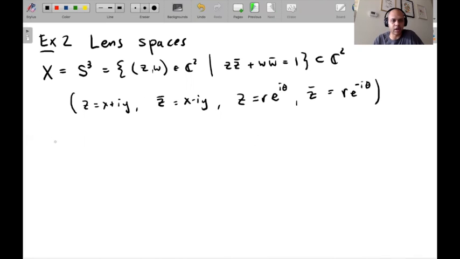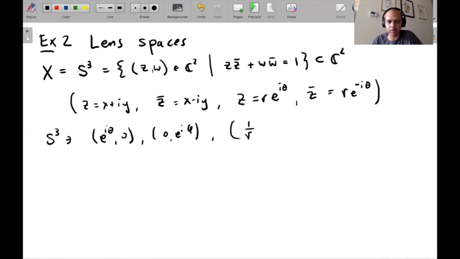So for example, S3 contains points like (e^{i theta}, 0) or (0, e^{i phi}). So there are these two copies of the circle sitting inside S3, but there are other points like this too.